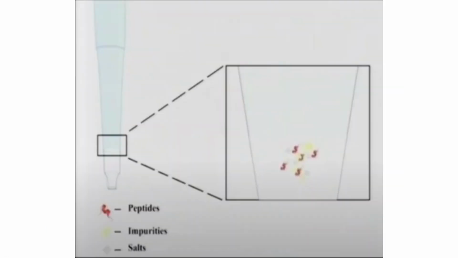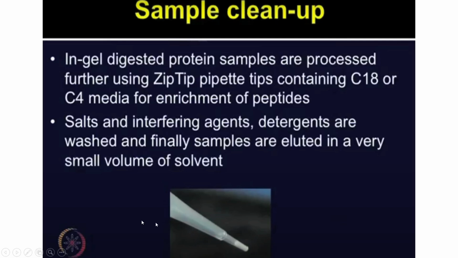Then once you have that, as we discussed, you need to remove the salts and whatever else is present. That removal of salts happens with the help of this zip tip, wherein your sample goes through it and the salts are removed and only peptides are present. So this is how the zip tip looks.